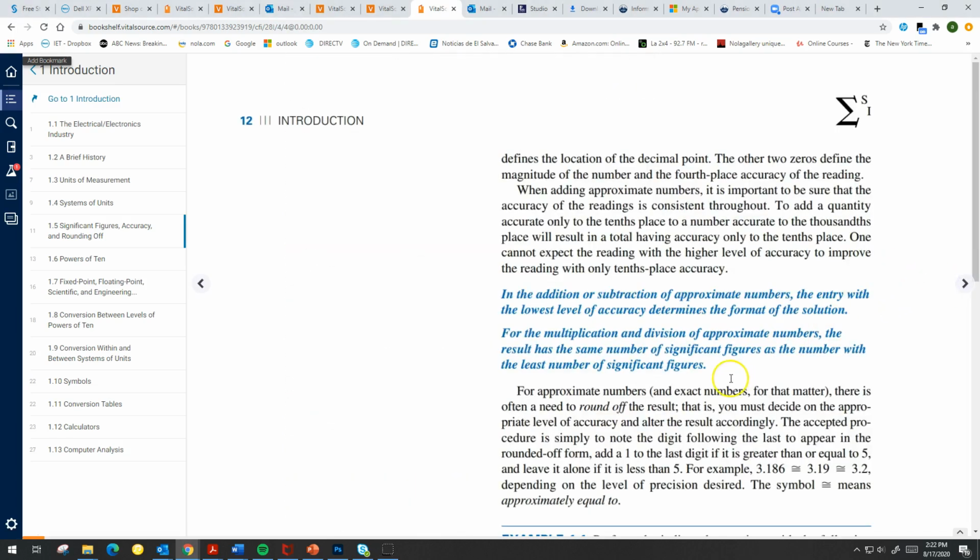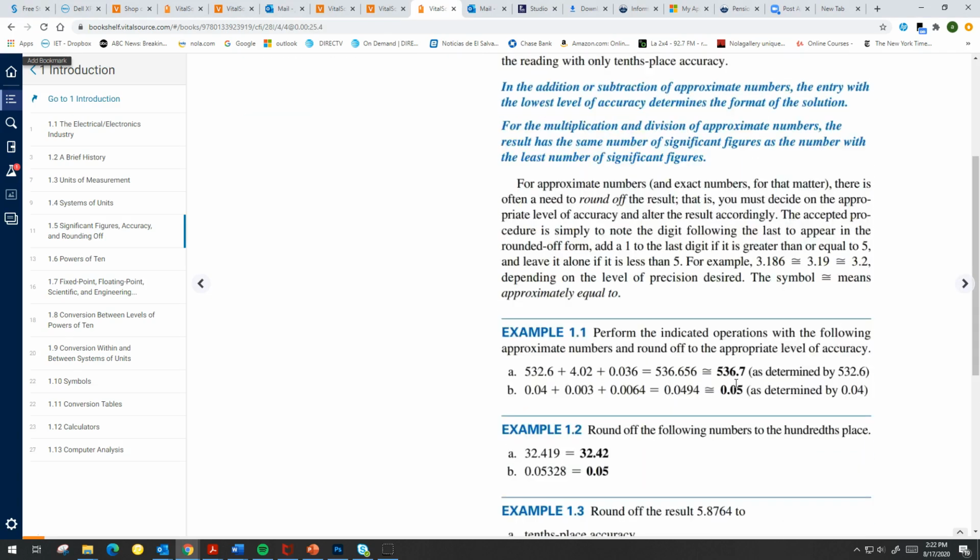And again, you probably remember this from your high school math. And this is basically the rule here. It says that the procedure is to note the digit following the last one to appear in the rounded form. Add a 1 to the last digit if it's greater than or equal to 5, and leave it alone if it's less than 5, right? So that's really the general rule.